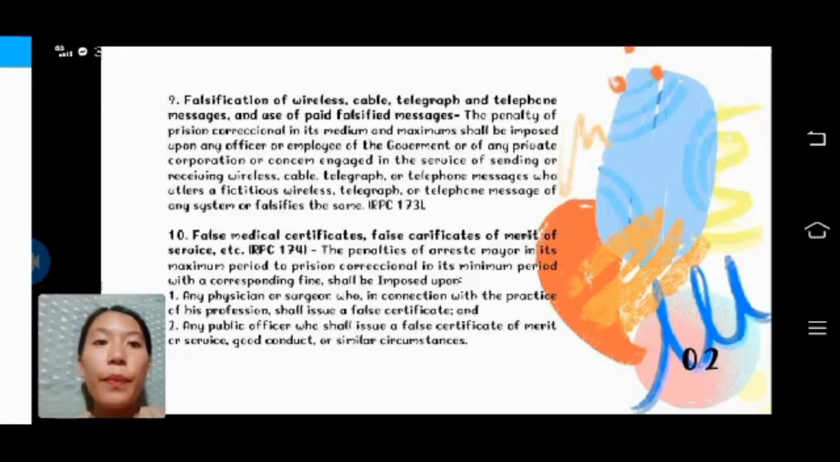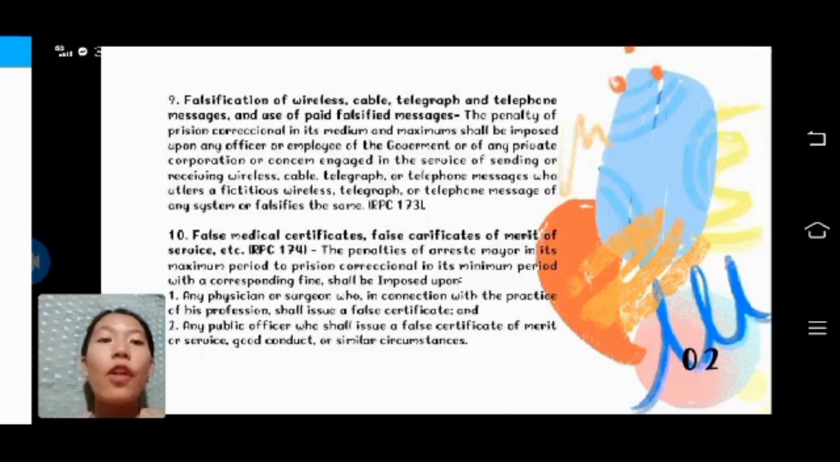And nine is the falsification of wireless, cable, telegraph, and telephone messages, and use of said falsified messages. The penalty of prision correccional in its medium and maximum periods shall be imposed upon any officer or employee of the government or of any private corporation or concern engaged in the service of sending or receiving wireless, cable, telegraph, or telephone messages who alters or falsifies the same.